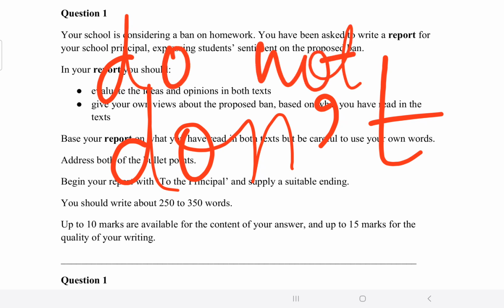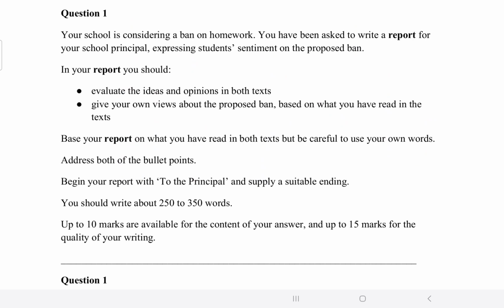I think this one example is enough. So you cannot use contractions, you cannot use slang, you cannot use such words that show that you are talking to someone who is close to you. So report is a highly formal task.